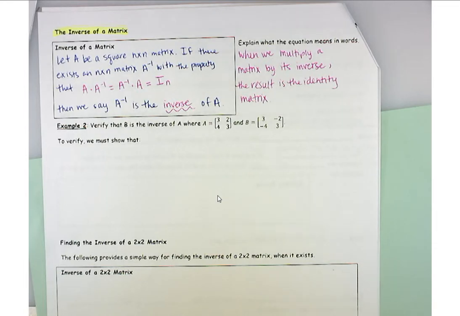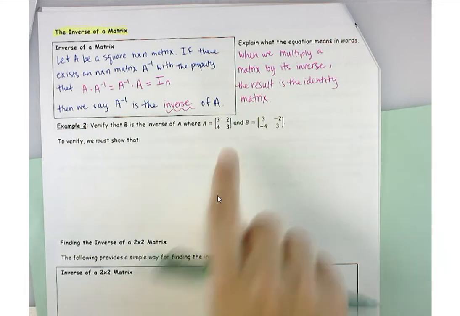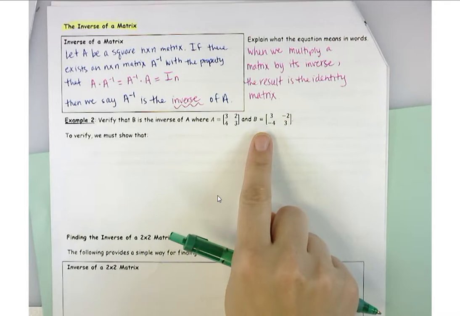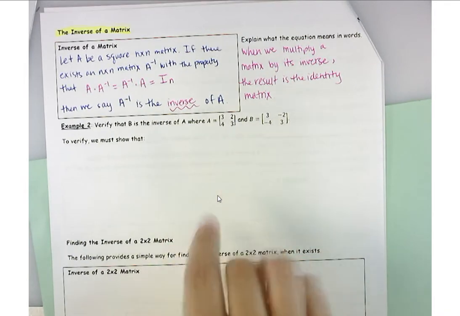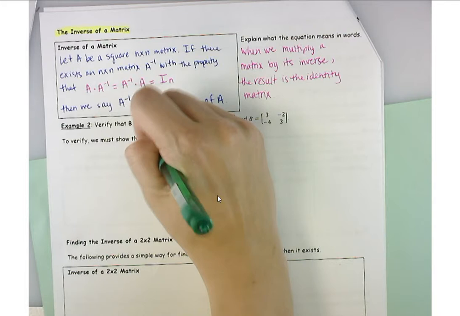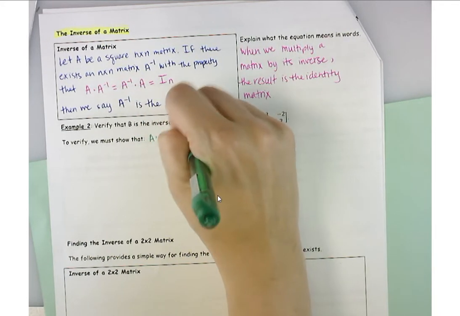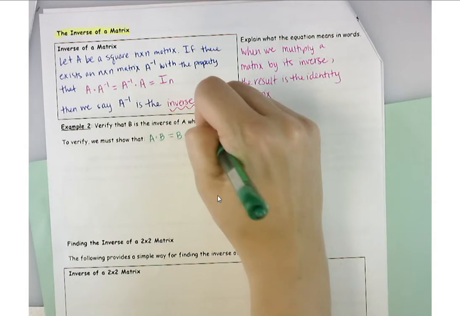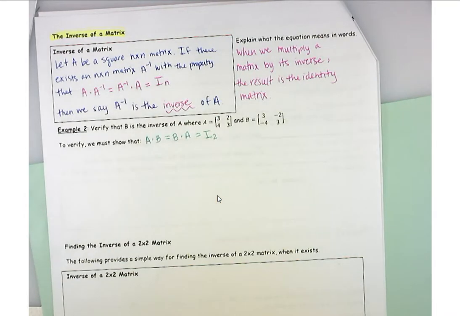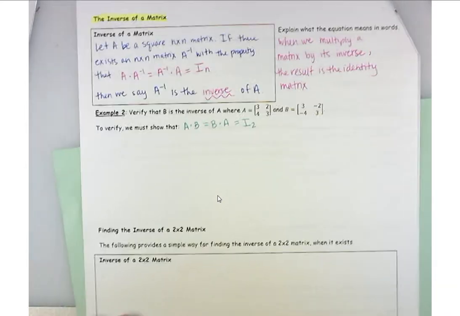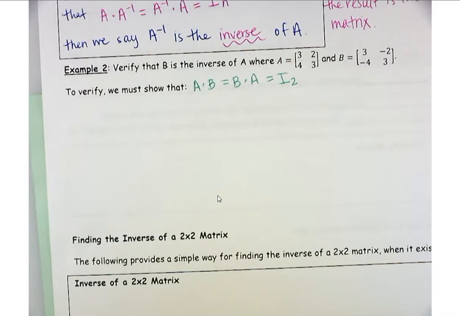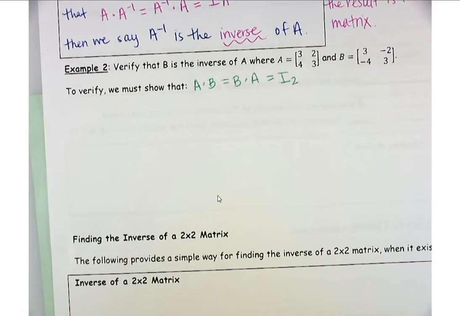So for our next example, when we want to verify that B is the inverse of A, and we're given the two matrices A and B, we have to show two things. So we have to show that A times B is going to be equal to B times A, and that has to be equal to the identity matrix. So then let's go ahead and multiply A times B.